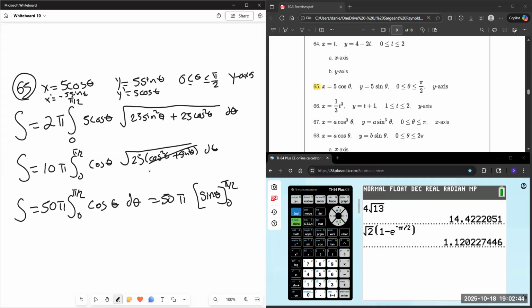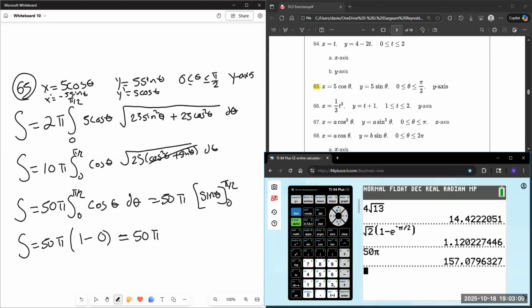Capital S is 50 pi, and then sine of pi over 2 is 1, sine of 0 is 0. So this is exactly 50 pi square units. And if you want an approximation for that, it is 157.080 square units.